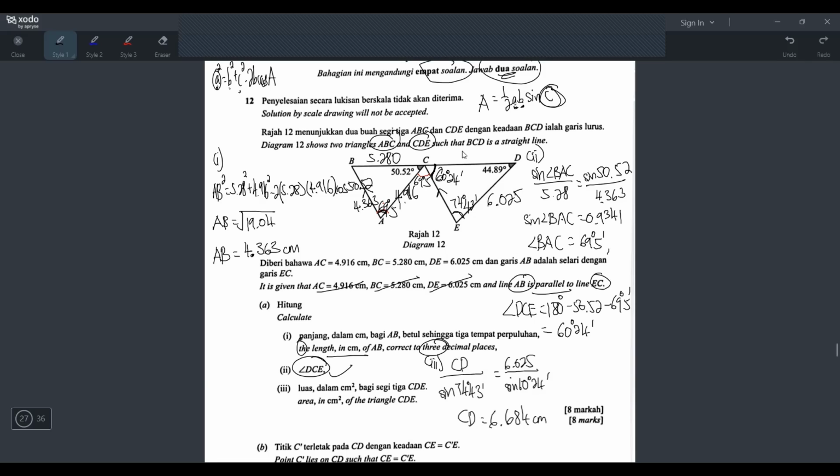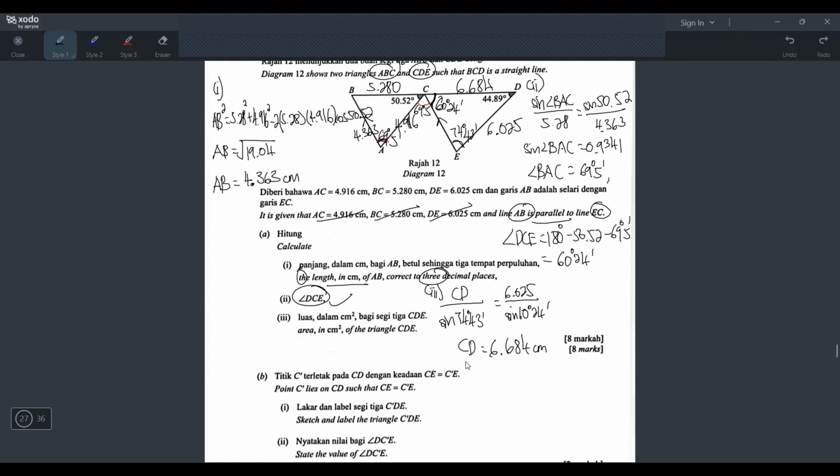This is only the panjang. The soalan asked you to find area, right? So now you can find your area. The area of triangle CDE, the formula we use here is 1 over 2 AB sine C, where A and B is the 2 panjang. So definitely we will take these 2 panjangs. The first panjang is 6.025, and then the other one is 6.684, and then sine C. C is the angle in between the 2 panjang. So you must take 44.89.